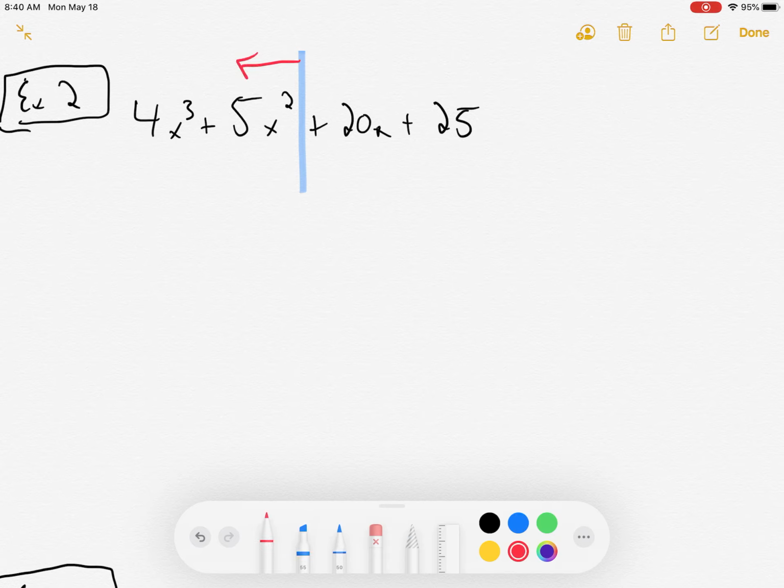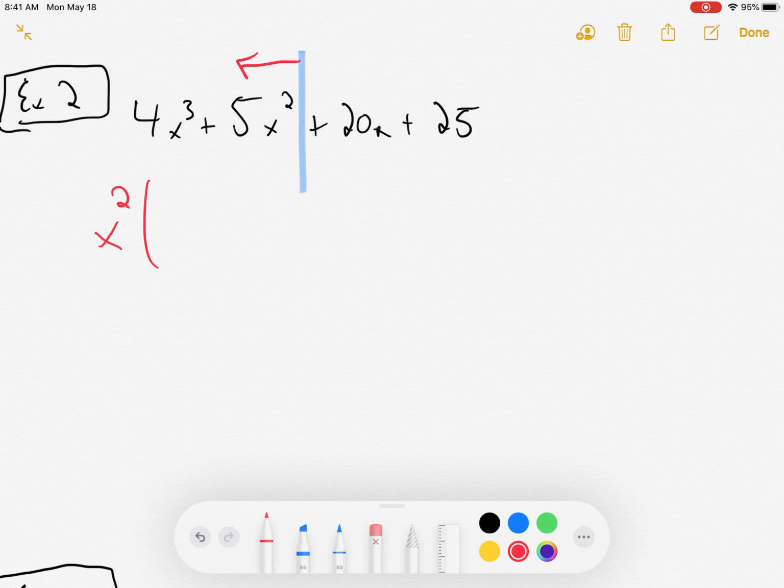I'm going to factor my GCF to the left. Okay, I have a 4 and a 5. Well, no number goes into both 4 and 5, so that's okay. Maybe you can only take out some x's now. I have an x to the third and an x squared. I'm going to take out an x squared because they each have at least 2 x's.